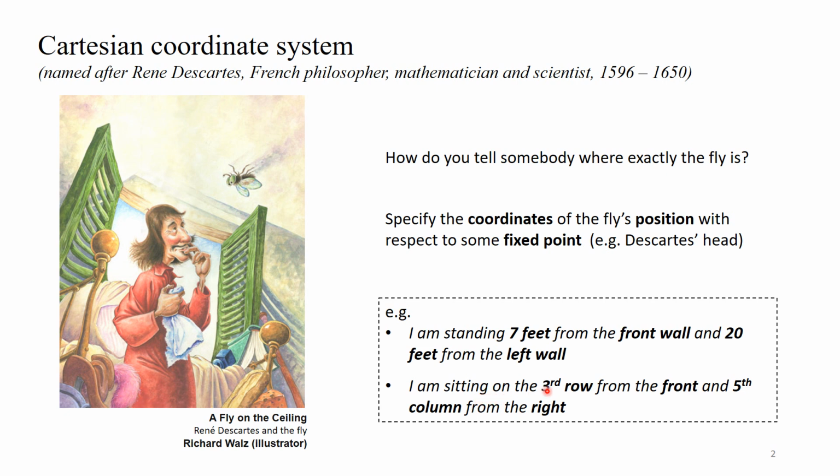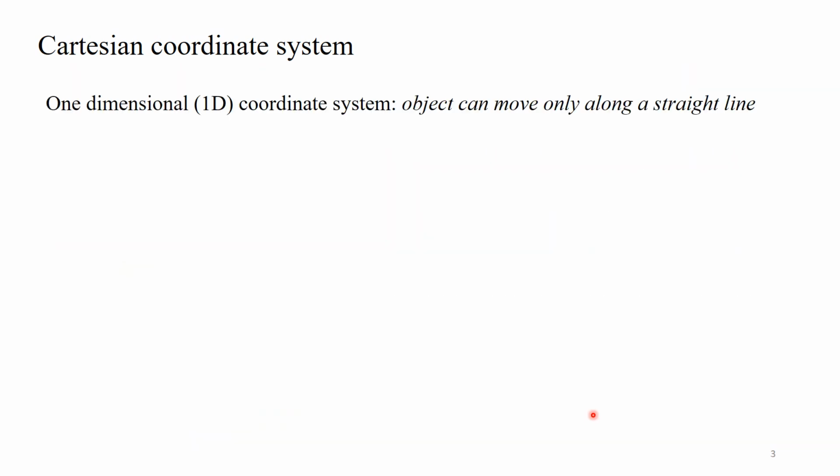Okay, and then we have the next example. Someone is sitting on the 3rd row from the front and 5th column from the right. So again, we have the two positions here, 3rd row and 5th column. And then they're measured from two references, the front and the right. Okay, so either way, you have to define a reference point first, and then from the reference point, you can measure the coordinates of other points in the system.